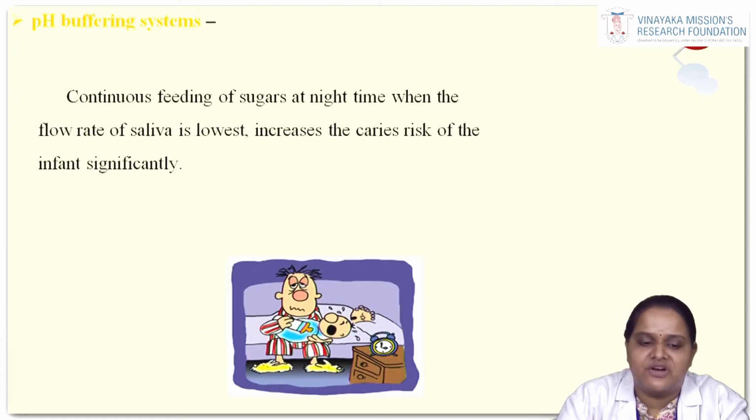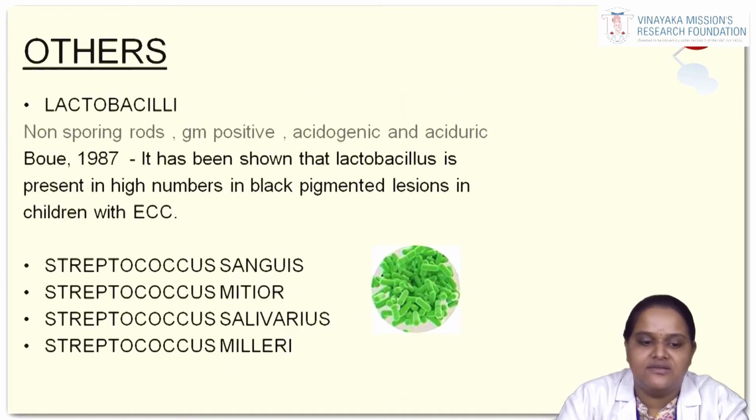Next is about the pH buffering system. Continuous feeding of sugars at night time decreases the salivary flow rate and increases the risk for caries significantly. The other bacteria apart from Streptococcus mutans that cause dental caries are lactobacilli, where Boe in the year 1987 showed that lactobacillus is present in high numbers in pigmented lesions on patients affected with ECC. The other strains in ECC include Streptococcus sanguis, Streptococcus mitis, Streptococcus salivarius and Streptococcus milleri.